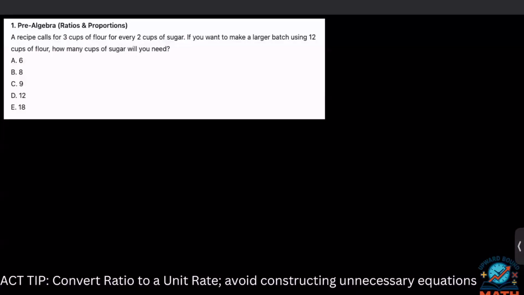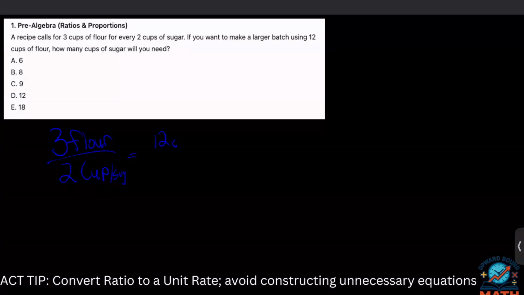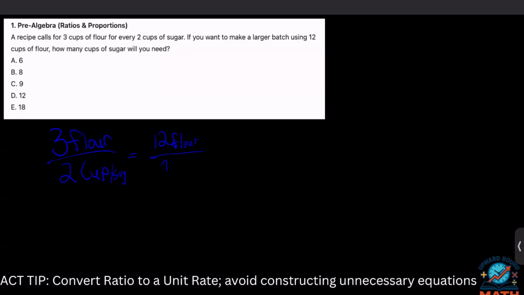First, a recipe calls for 3 cups of flour for every 2 cups of sugar. If you want to make a larger batch using 12 cups of flour, how many cups of sugar will you need? An ACT or SAT tip is to convert this ratio to a unit rate and avoid constructing unnecessary equations. You can approach it that way here. However, the easiest way for me to see this problem is 3 cups of flour to every 2 cups of sugar equals 12 cups of flour to X sugar.